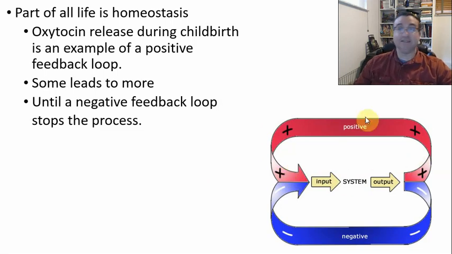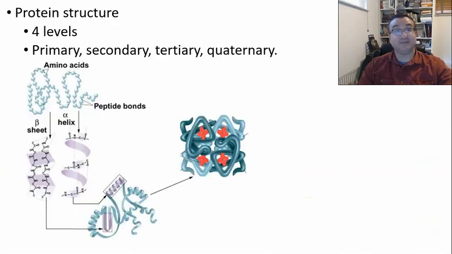and the positive feedback says some of it leads to signals to make more of it, and that increases, and your body is flooded with oxytocin until it reaches a point where a negative feedback loop stops or slows that process down. So we can connect our learning about proteins to bigger processes that affect all life, like homeostasis.